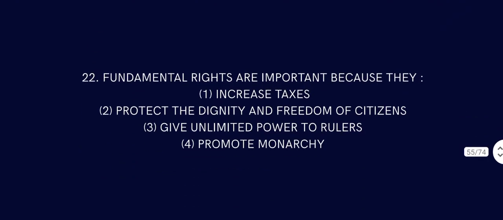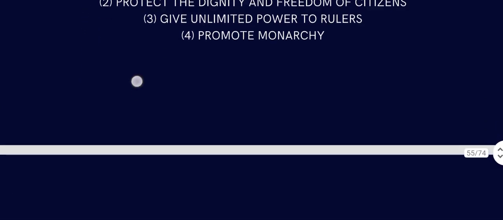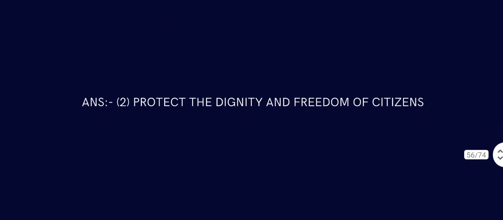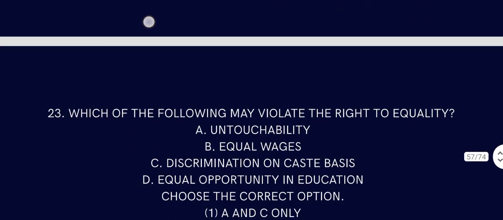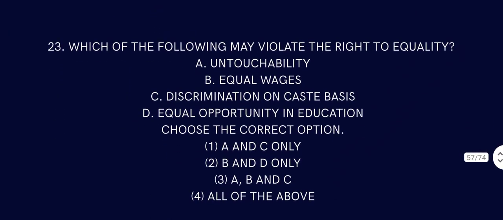Question number 22. Fundamental rights are important because they increase access? No. They protect the dignity and freedom of citizens, that is the one. That's why we need fundamental rights. Give unlimited power to rulers, no. Promote monarchy, no. The answer is protect the dignity and freedom of citizens. Question number 23. Which of the following may violate the right to equality?